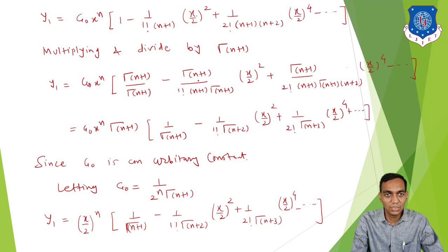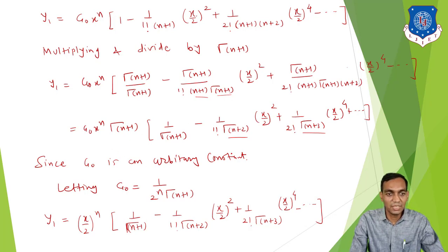This will be gamma n plus 1 upon 1 factorial into n plus 1 gamma n plus 1 into x by 2 the whole square, plus here it will be gamma n plus 1 divided by 2 factorial into n plus 1, n plus 2 into gamma n plus 1 into x by 2 raised to 4 and so on. Now see, from the numerator we are going to take out gamma n plus 1, and here n plus 1 into gamma n plus 1 will be gamma n plus 2 by property. In the same manner, this is gamma n plus 2 into n plus 2 into gamma n plus 2, that will be gamma n plus 3.